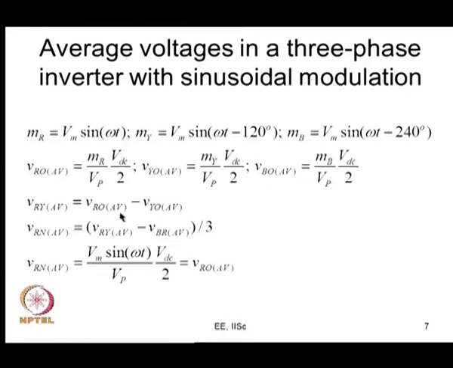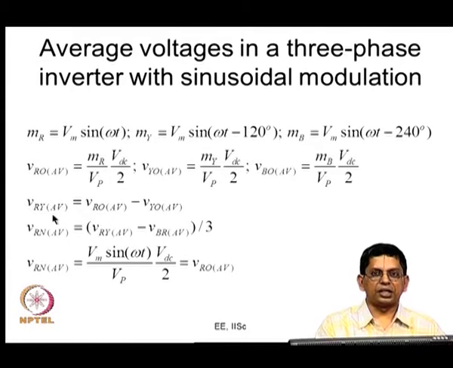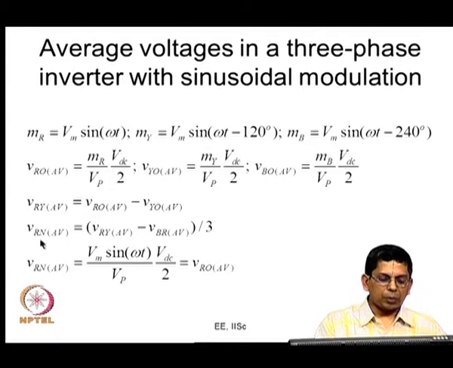Again, you are going to subtract 2 sinusoids, and that is going to result in another sinusoid. These are 2 sinusoids of the same frequency, phase shifted by 120 degrees. So, the resultant would be a sinusoid of the same frequency, but its amplitude will be root 3 times this amplitude, and it will be phase ahead of VRO by 30 degrees. Then you can come up with VRN average.